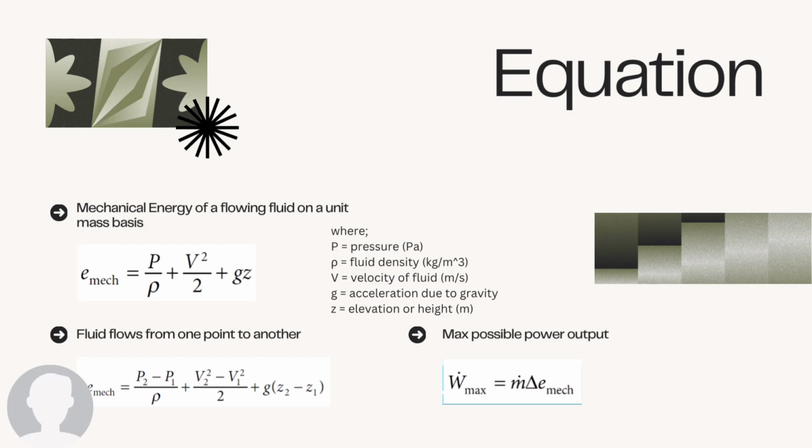So, lastly, the equation for the mechanical energy of a flowing fluid on a unit mass basis is equal to P over rho plus V squared over 2 plus gz, where P is pressure, rho is fluid density, V is velocity of fluid, g is gravity acceleration, and z is the elevation or height in meters.